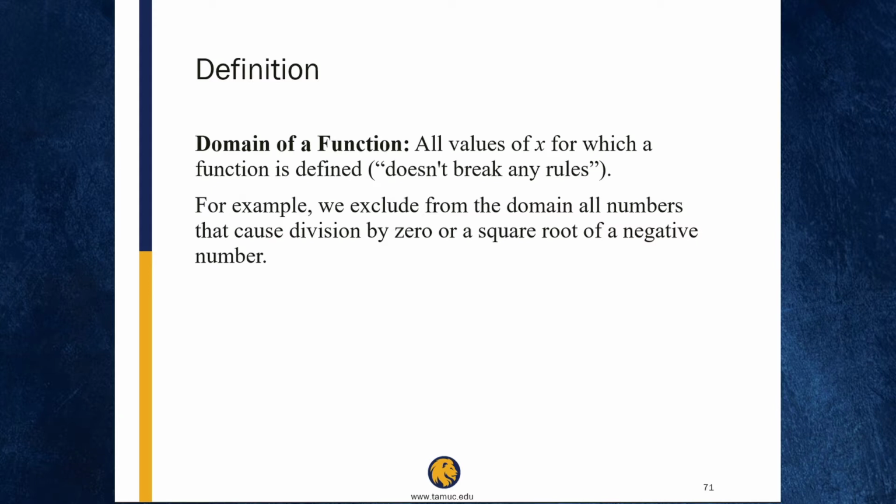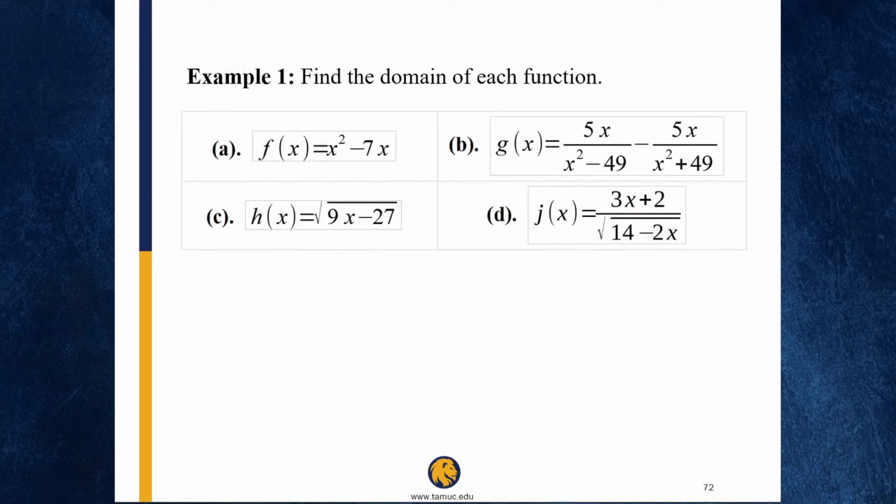For example, we'll exclude from the domain all the x numbers that cause division by 0 or the square root of a negative number. By and large, those are going to be the two things we look out for now to address what's in the domain and what's not in the domain. So we're going to look at some function examples to determine the domain of each of these functions.